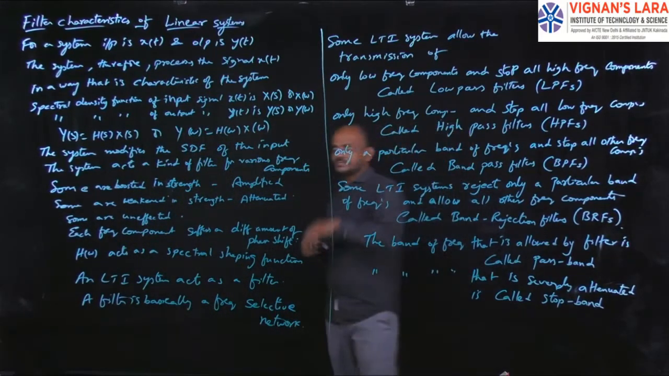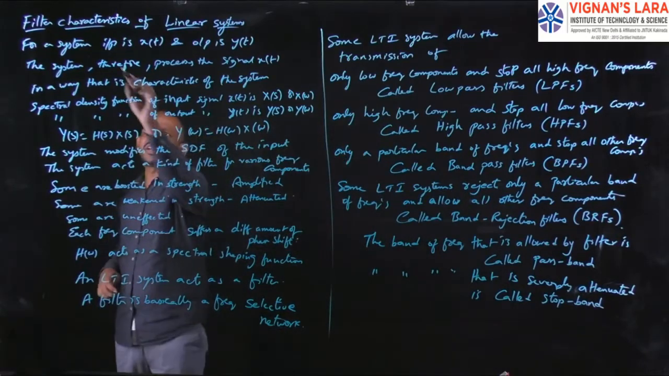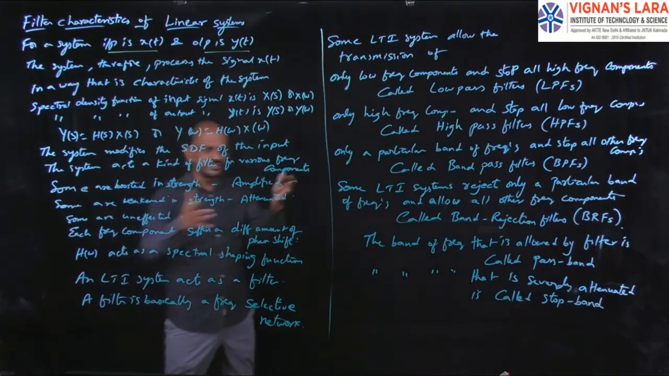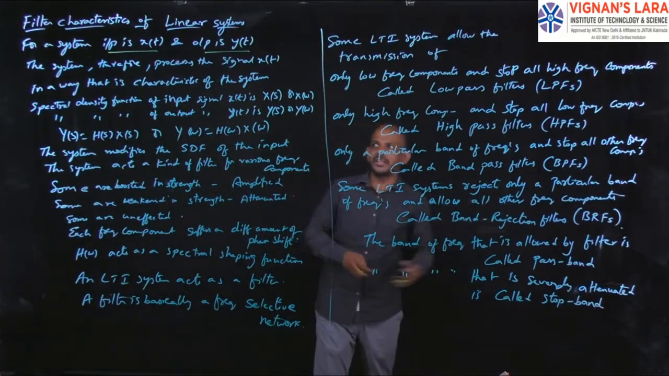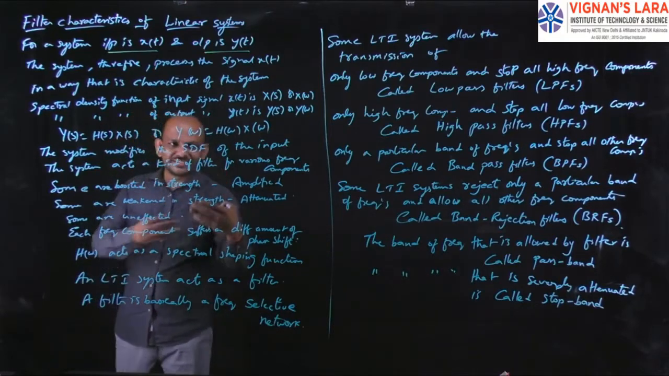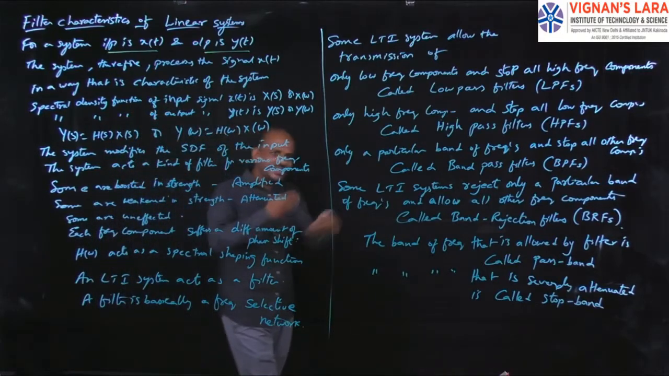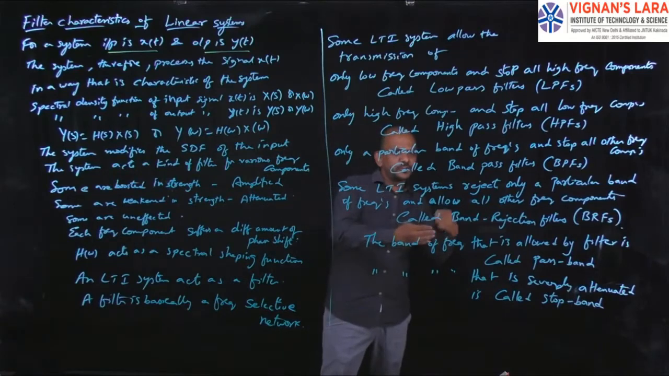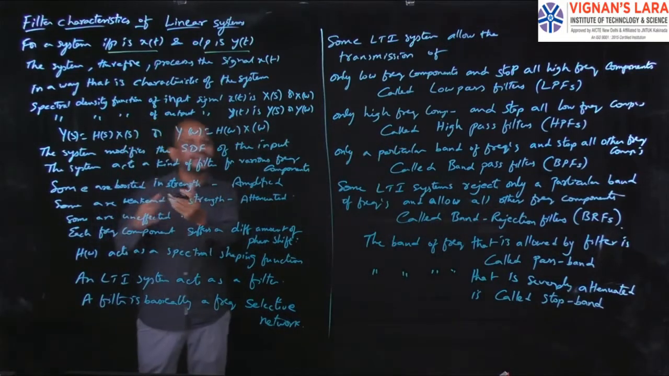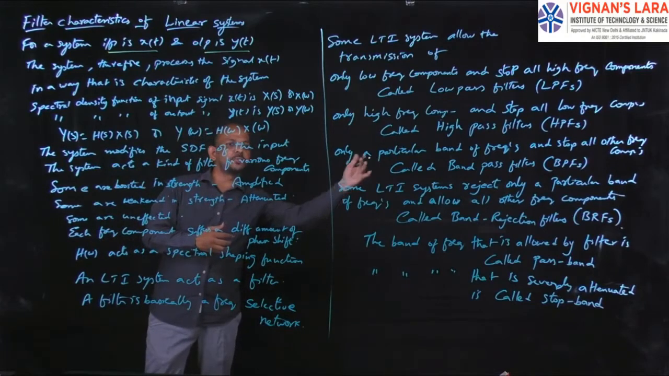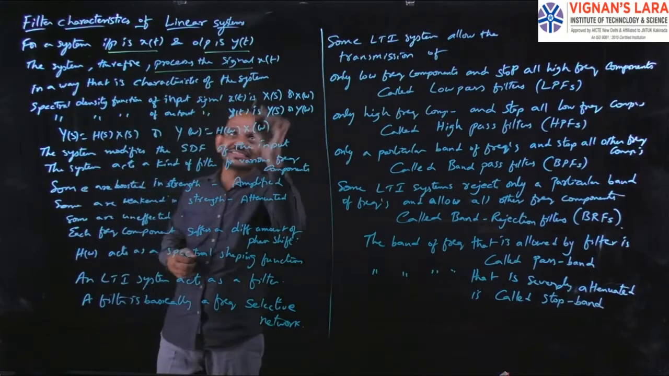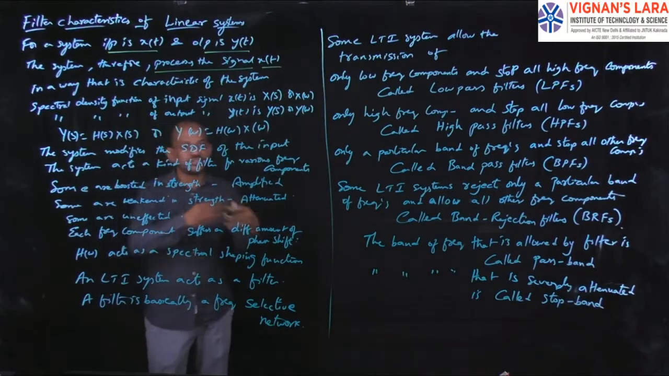For a system, generally we will consider the input as x of t and the output as y of t. That is, the system is taking the input x of t, processing the signal, and producing the output y of t. So the system is processing the input signal and producing another signal as output.